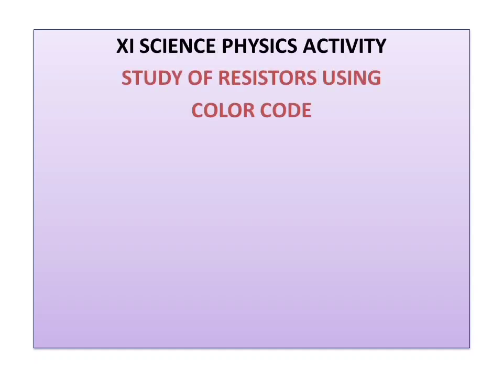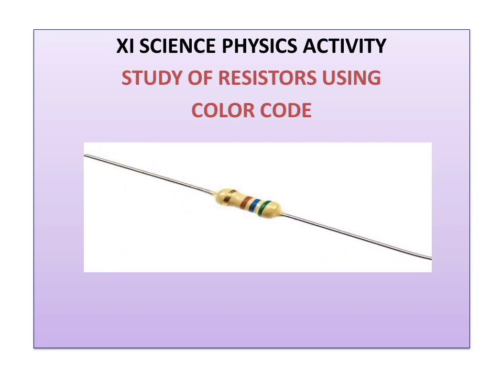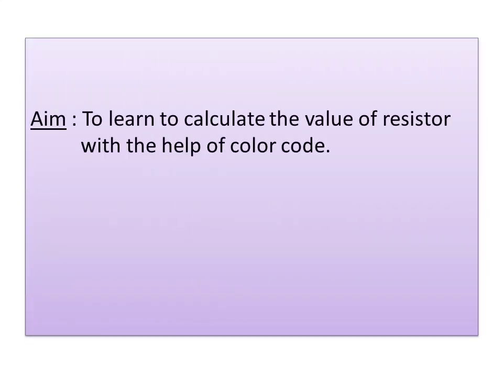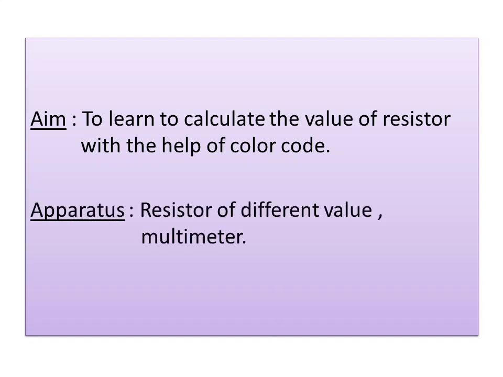Hello student, today we are going to perform the first activity of physics, which is the study of a resistor using color code. In this activity, we are going to find the value of a resistor using color code as well as by using a multimeter. The aim of this activity is to learn to calculate the value of a resistor with the help of color code. Apparatus required for this activity are resistors of different values and a multimeter.